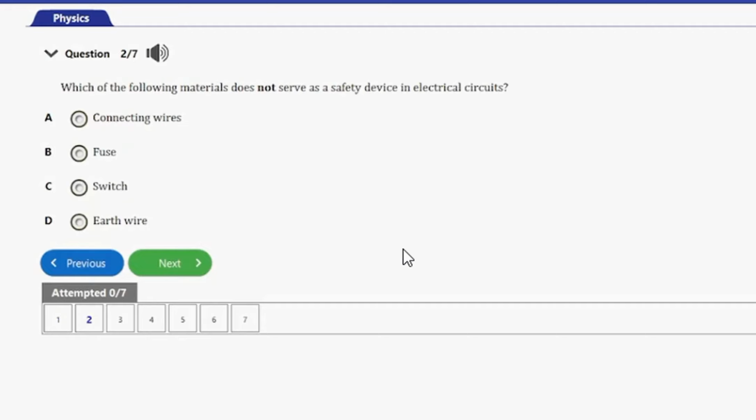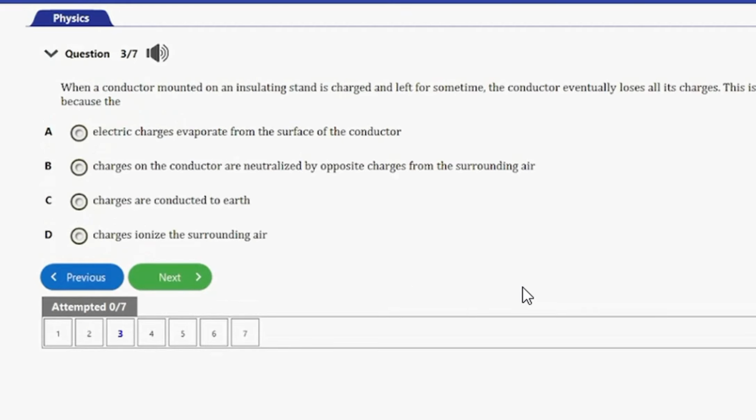So that's question number 2 here, guys. The question says here, which of the following materials does not serve as a safety device in electrical circuits? We have A, connecting wires, B, fuse, C, switch, D, earth wire. So guys, the answer to this question is option A, that's connecting wires. Actually, connecting wires do not serve as a safety device in electrical circuits, and that is for this question. So let's go ahead and consider the next question, guys, and that's question number 3 here, guys.